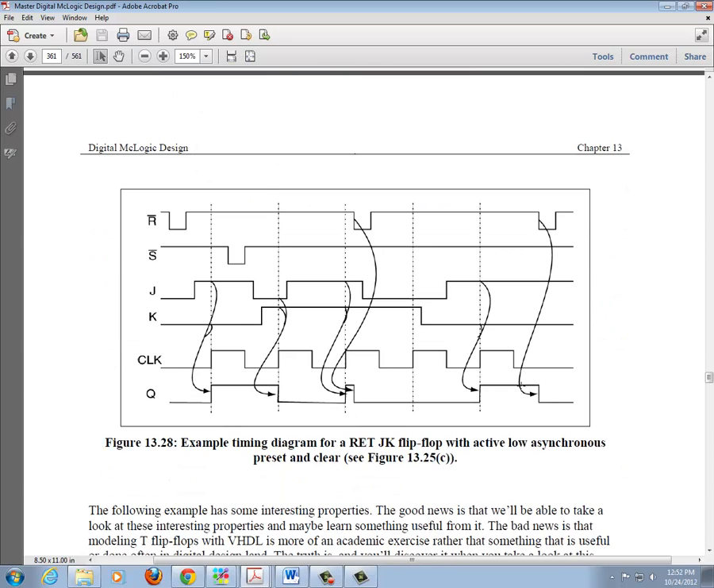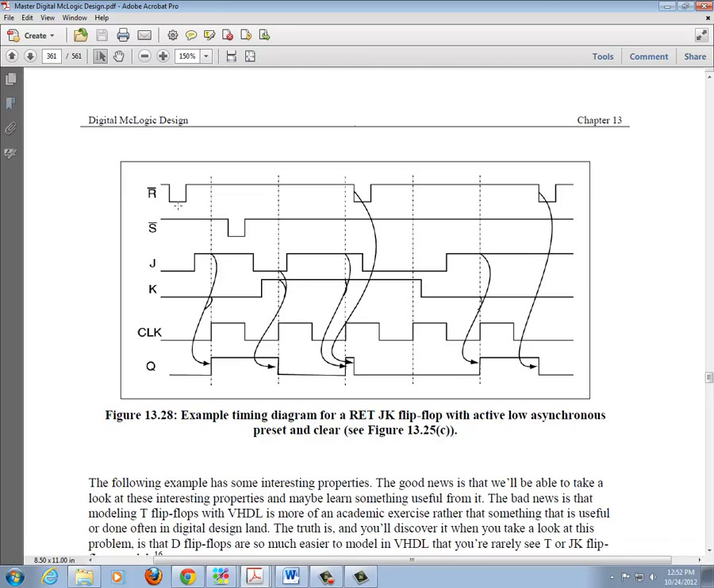Similar idea. We've got now a JK with the same conditions. Here we go. Reset is low, so Q starts at 0. Go to the first edge. J is 1, K is 0. That's a set condition, so we move it up. Set is a 0 here, so Q needs to be 1. It already is, so it just holds.